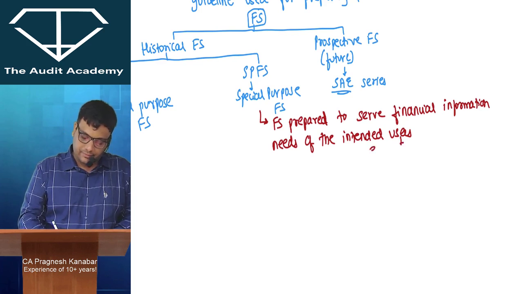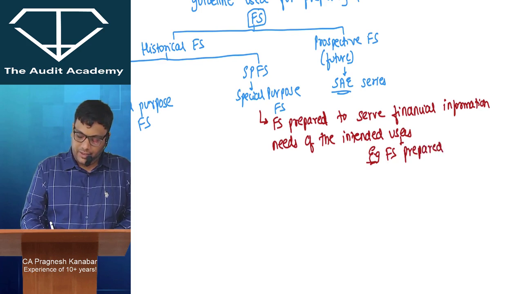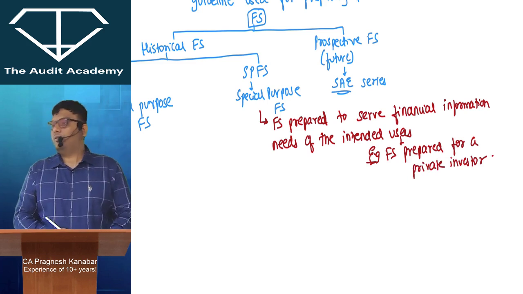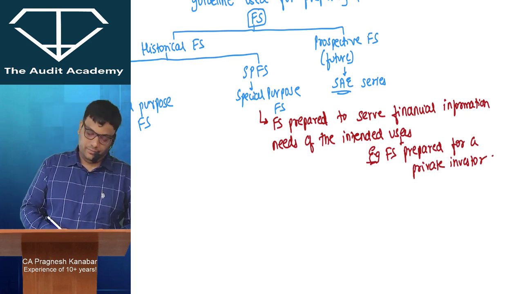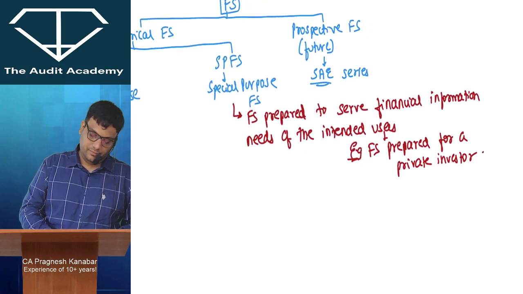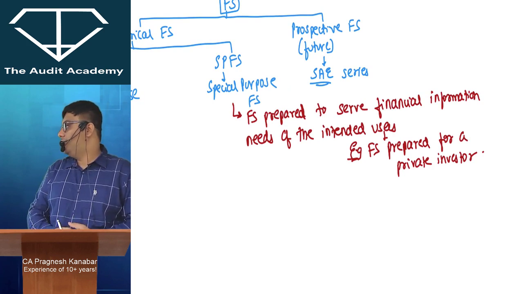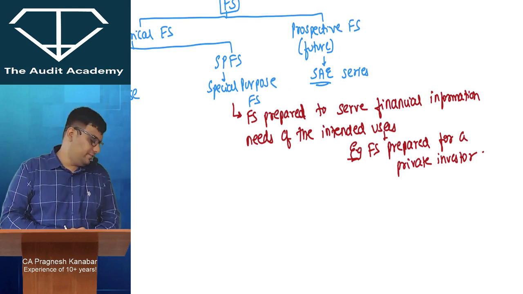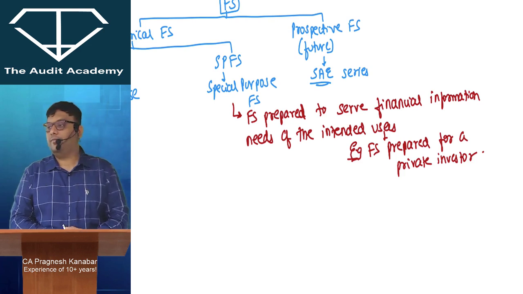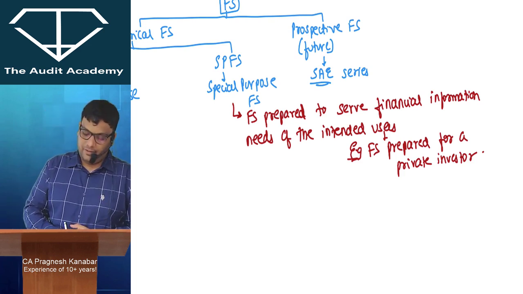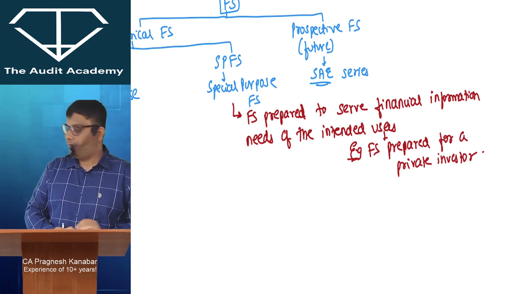Example, financial statements prepared for a private investor. So if you're going to Shark Tank India, you're preparing financial statements specifically for Namita. She is my favorite. Right. So financial statements prepared for a private investor. Okay.